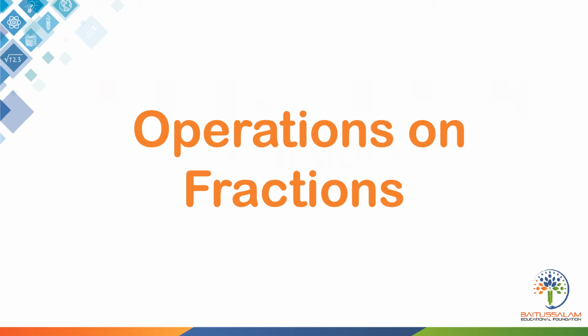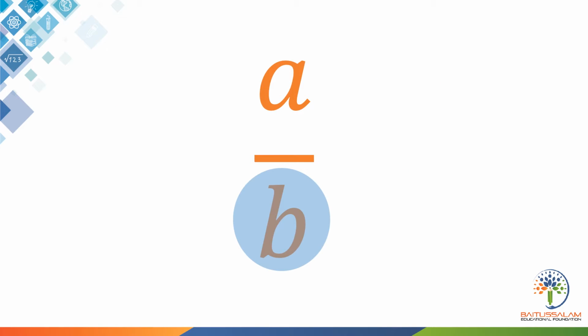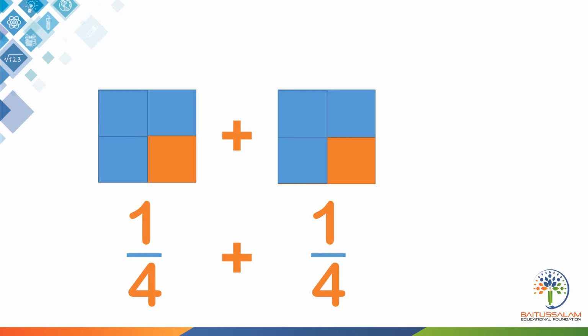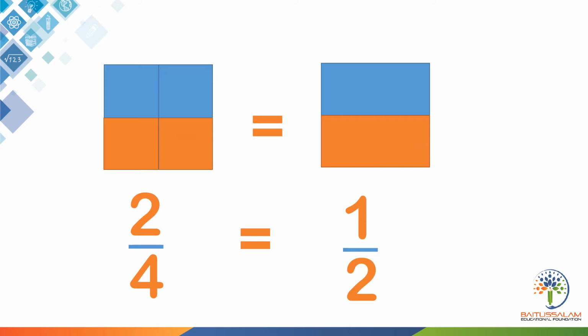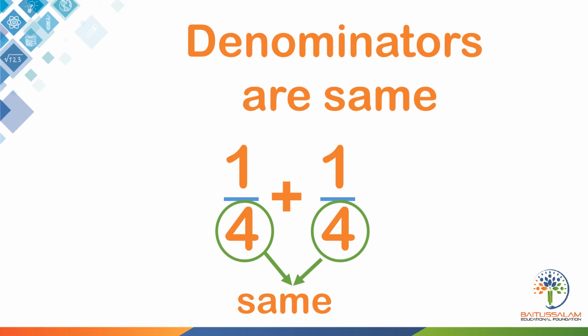Operations on fractions. Adding or subtracting fractions. When adding or subtracting fractions, we need to look at the denominators of both the numbers. If they are same, as shown in the example, 1 upon 4 plus 1 upon 4. On a diagram this can be shown as, it is easy to see here that the answer is 2 upon 4, which can easily be simplified to 1 upon 2. So what we did was simply add the numerator and leave the denominator by itself.